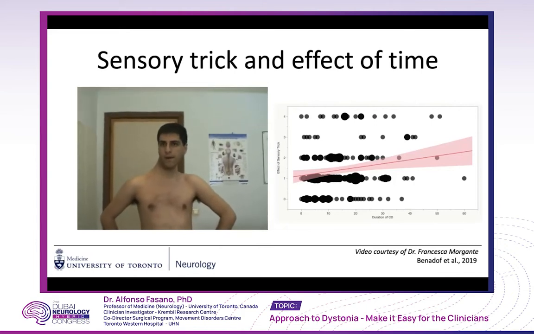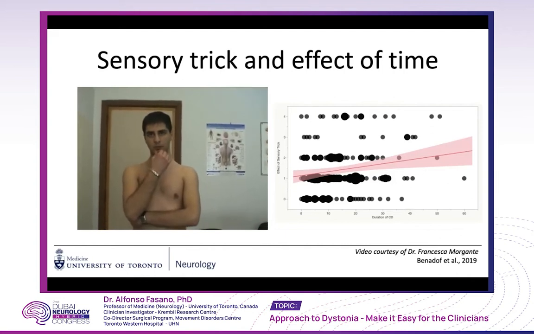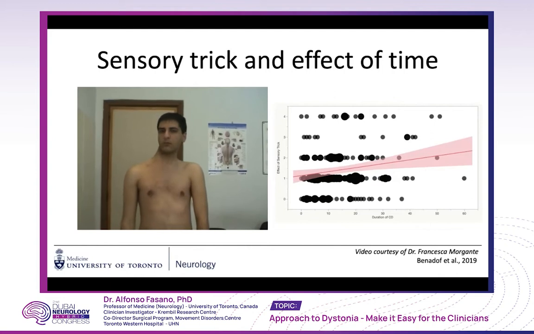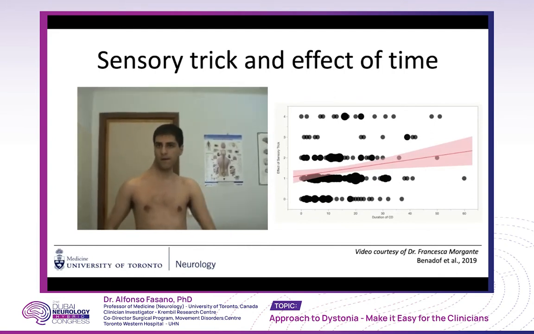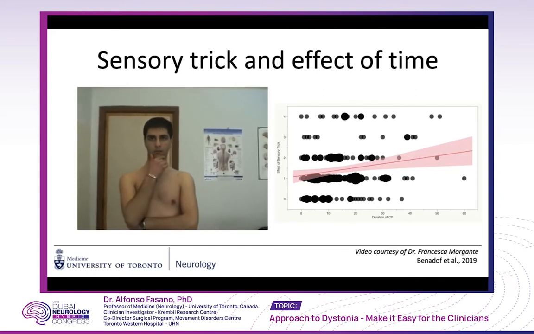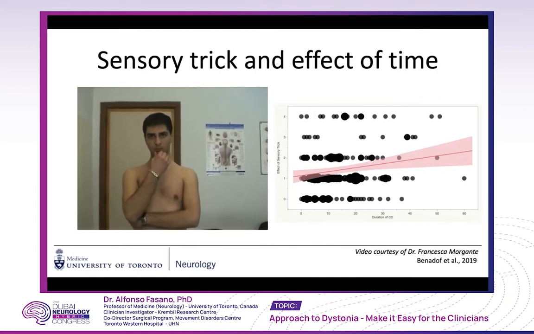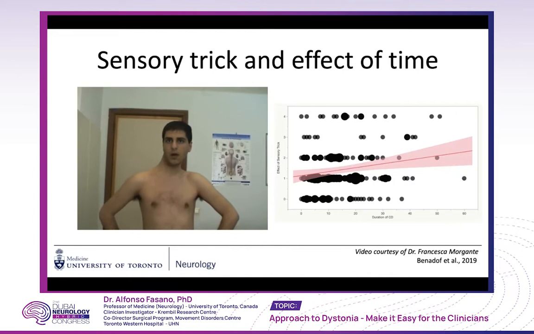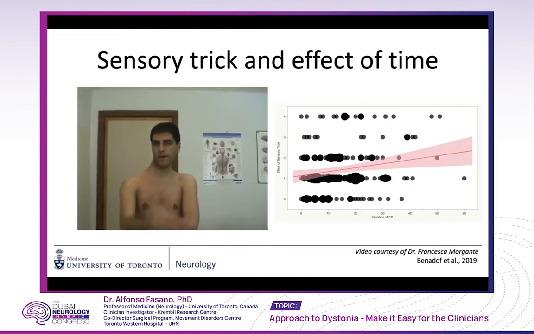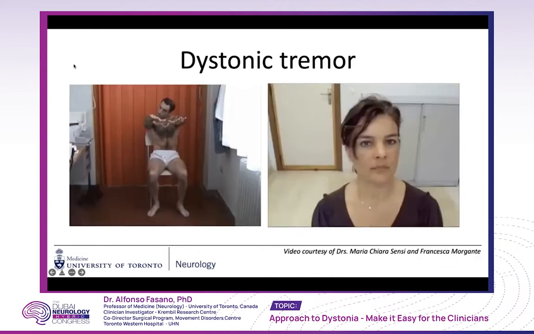Sensory trick. Sensory trick is something that the patient does, just a gentle movement to correct the dystonia. It doesn't have to be a mechanically strong movement, but simply, like in this case, a light touch on the chin is enough to improve dystonia remarkably. And it's been seen in studies, like you see down there in the slide, but also clinical experience that teaches that over time, the sensory trick becomes less and less effective.